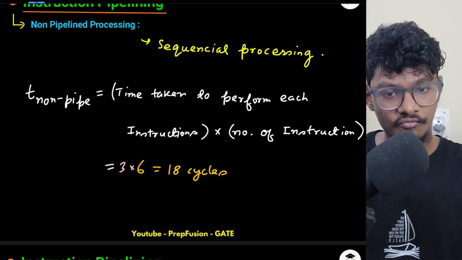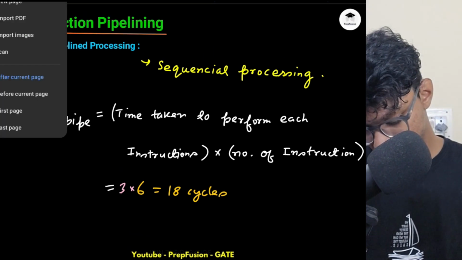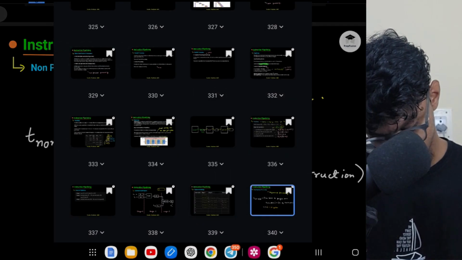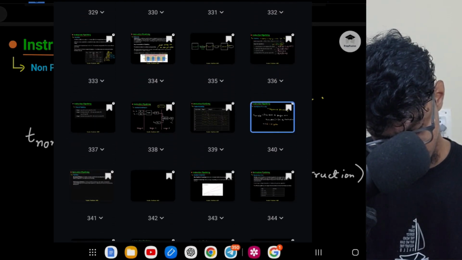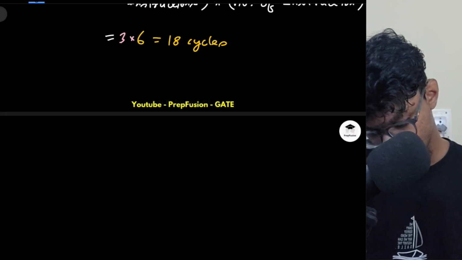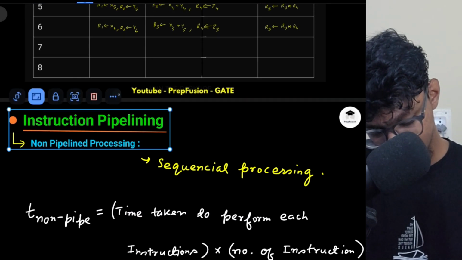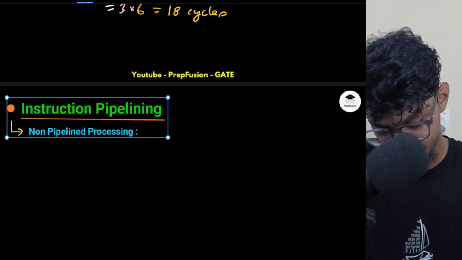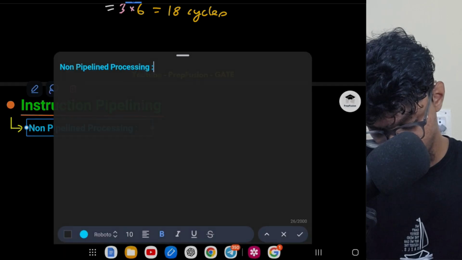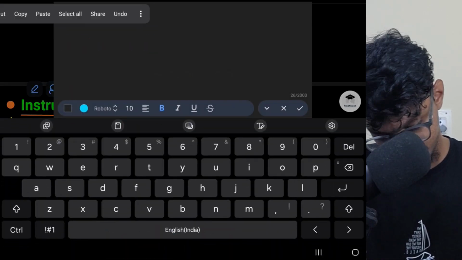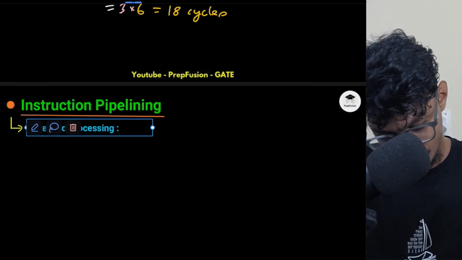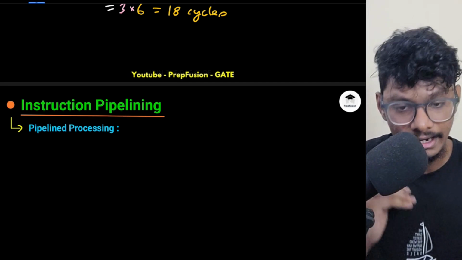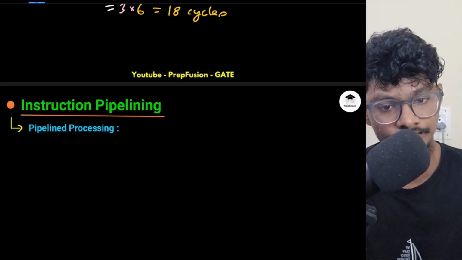Now for the same case, if I have a pipeline processor, let me add a new page. If I apply my concept of pipeline processing, then how much time will it take me? This will be pipeline processing. If I apply pipeline processing, how many cycles will I require in total?